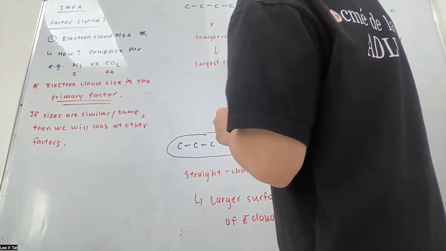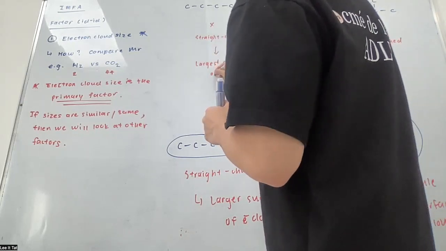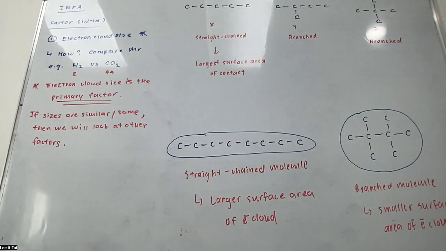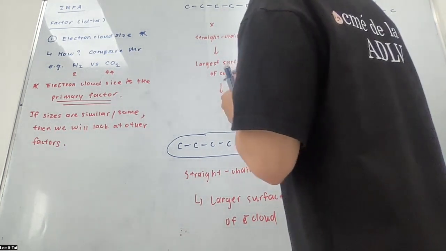I'm going to introduce another keyword you can use also. Largest surface area of contact. If you want to use the word contact, go ahead as well. If you don't like the word electron cloud, you can change it today. So if it has the larger surface area of contact, it means what?